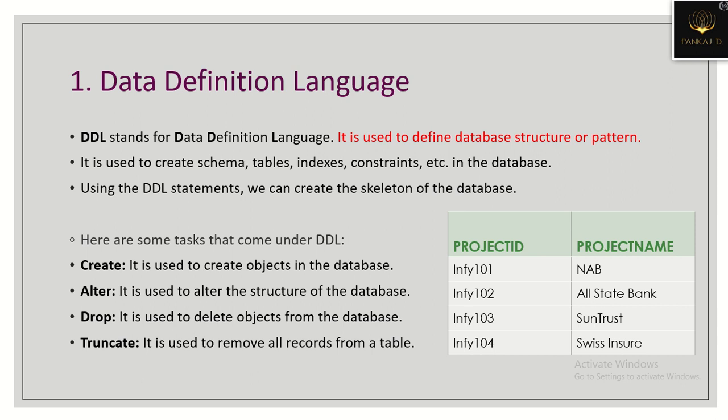Drop. It is used to delete the object from the database. So the entire table can be deleted, in which all the records and the structure of that particular table will be deleted. And on the other hand, if you want to delete the records from the table, you can write the truncate command. It is used to remove all the records from the table.